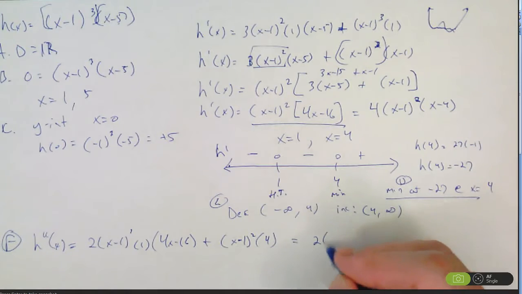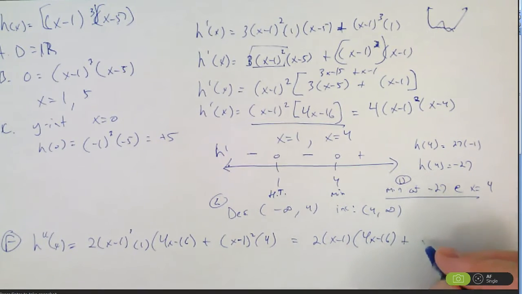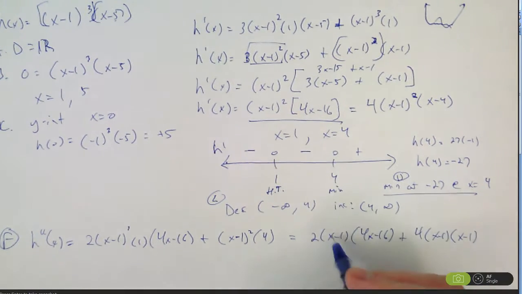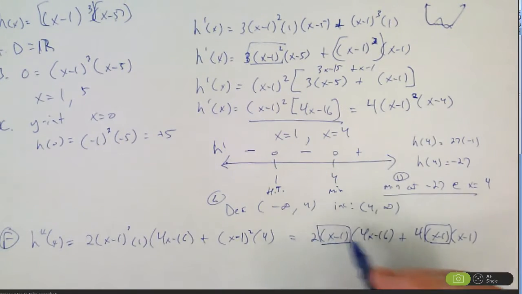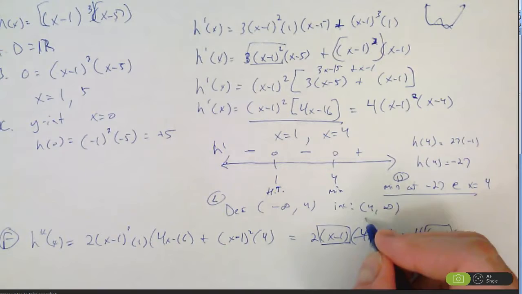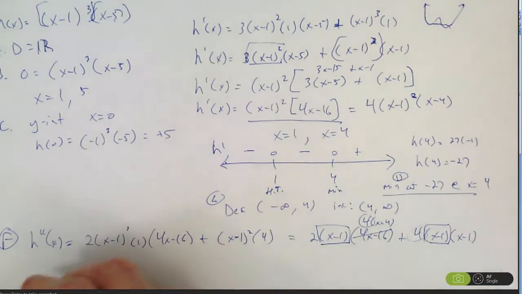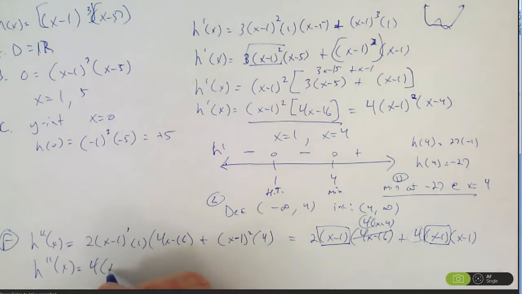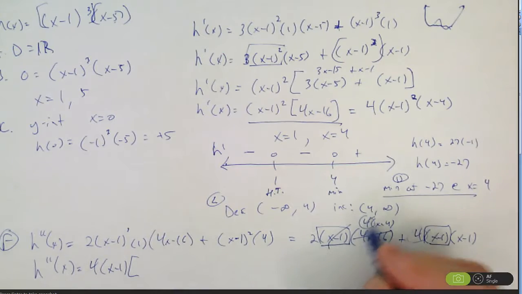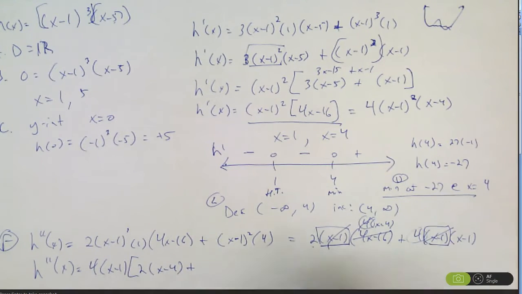It'll be 2 times x minus 1 times 4x minus 16 plus 4 times x minus 1 times x minus 1. And the reason I'm writing that x minus 1 twice now is so I can remind myself that, oh yeah, I'm going to take out an x minus 1. In fact, if I wanted to, I could even take another 4 out because this is really 4 times x minus 4. So I'll take out the 4 as well. And what that's going to leave me with then is for h double prime of x, 4 times x minus 1, left over will be 2 times x minus 4 plus 4 times x minus 1.